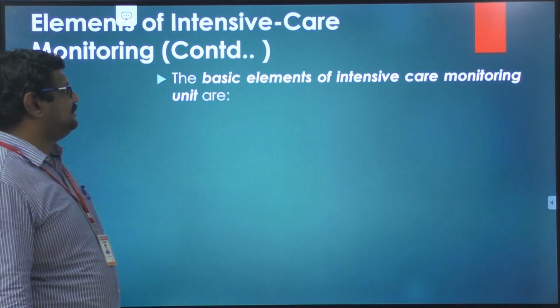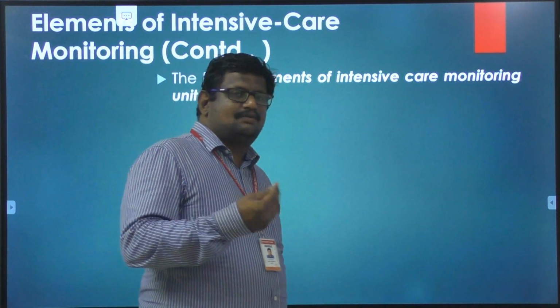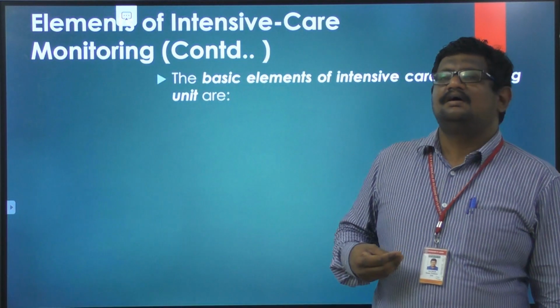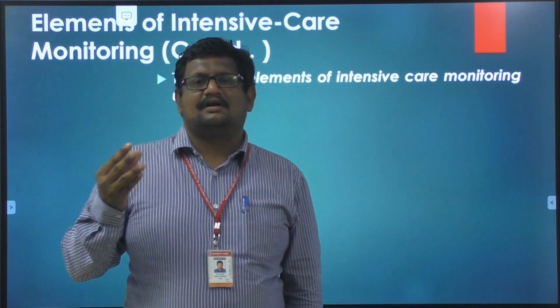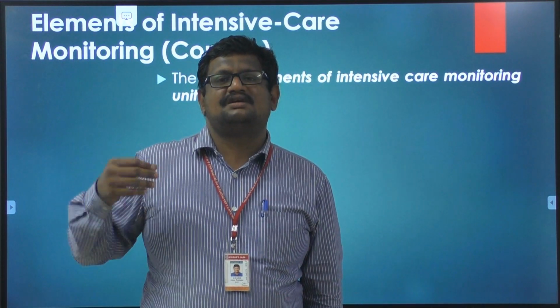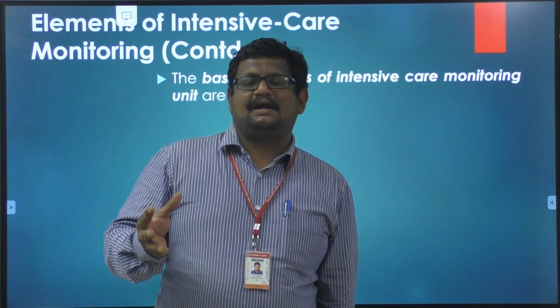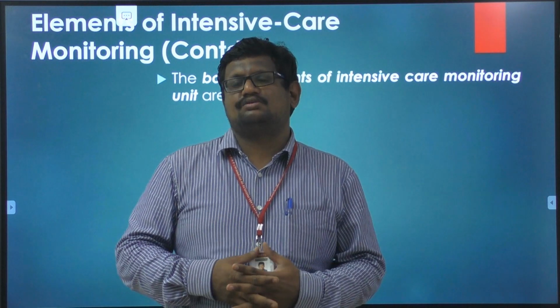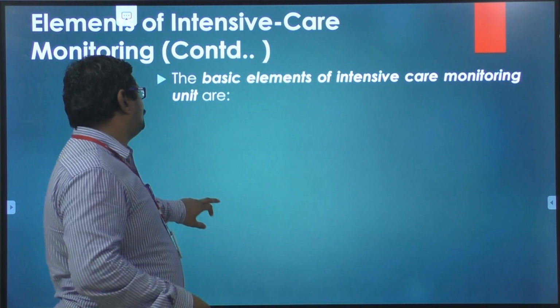The basic elements of intensive care units are as follows. So what are the basic elements? Right now we have discussed the introduction. In the introduction we saw very elaborately that there are two things: continuous display and continuous monitoring, and also emergency reaction. Whenever there is an emergency, it should be reacted to with the appropriate treatment. That is the importance of a patient monitoring system. So what are the basic elements?